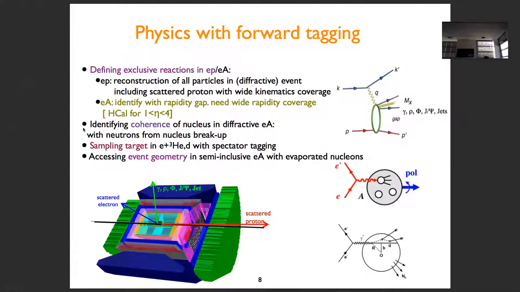So defining exclusive reactions in ep and eA is the obvious thing to do with diffraction. You have to identify exclusivity, that is, identify diffractive events, including the scattered proton. You want as much kinematic coverage as possible. For example, for momentum transfer, you want to cover both small and larger momentum transfer. For the ion, the kick is simply too small for coherent diffraction, so for this kind of thing you have to rely on some other method like the rapidity gap. This needs wide rapidity coverage from other detectors.